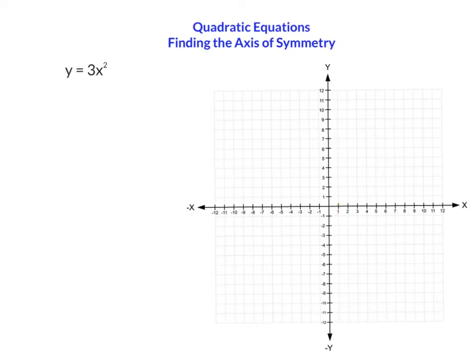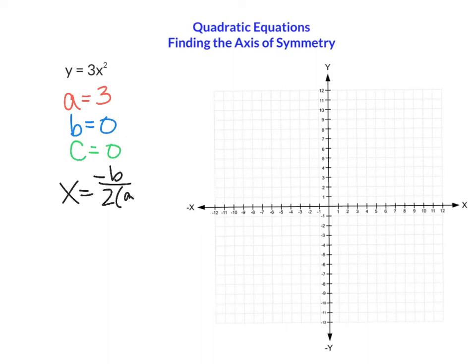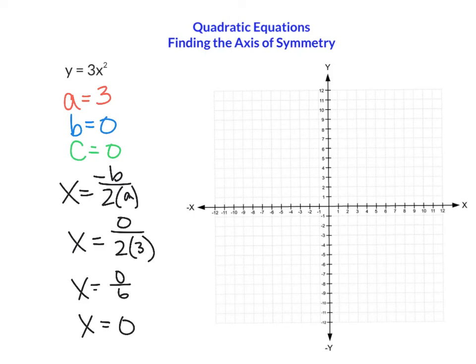Okay, this one's a little bit tricky because I only have an x squared. I don't have an x or a constant. So my A is going to be 3, my B is going to be 0, and my C is going to be 0. So I go back to my same formula, -b over 2 times A. If I substitute my values in, it would be like -0, but there really is no -0. 0 is just 0. So 0 divided by 2 times 3, which is going to be 0 over 6, and 0 divided by anything is 0.